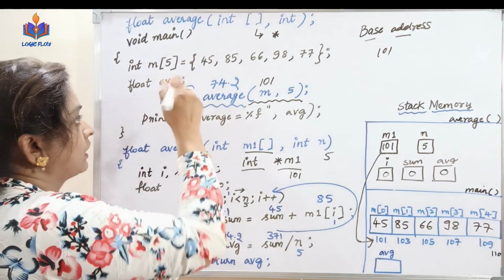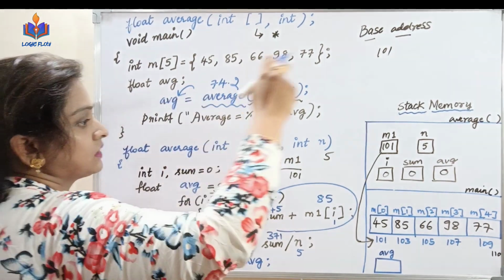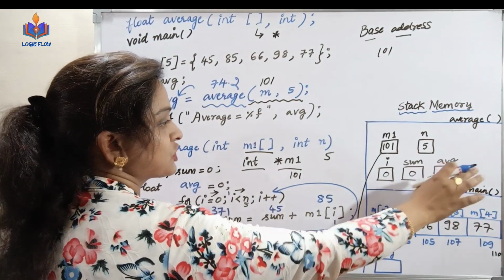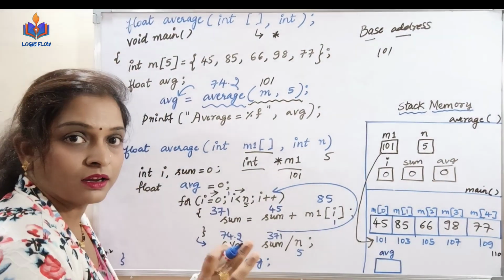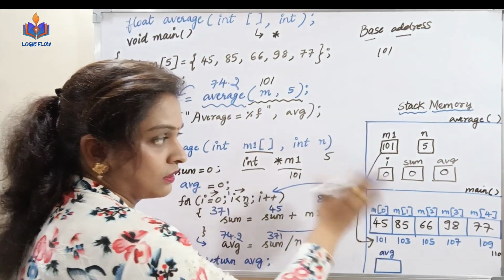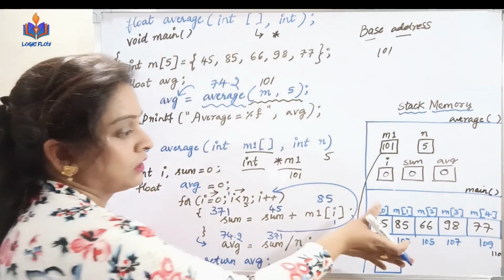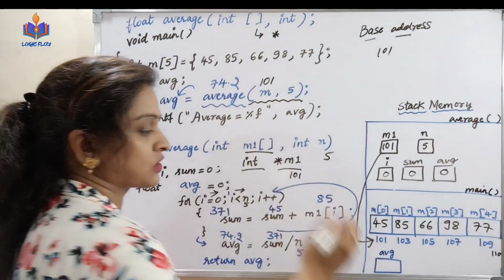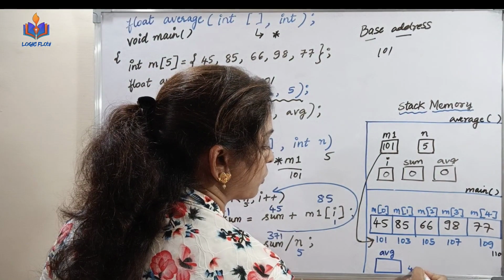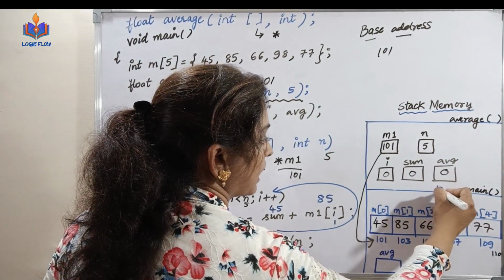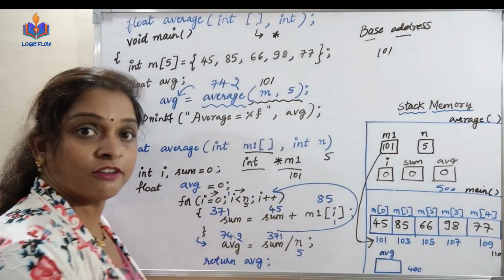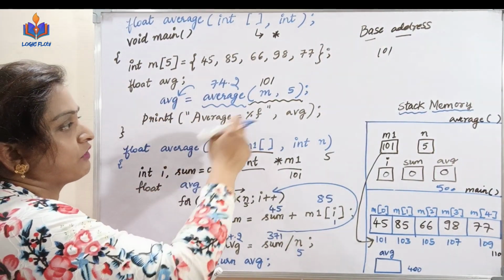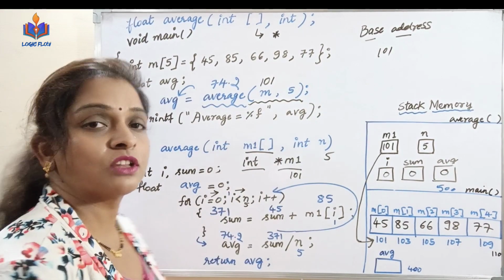So here it returns 74.2. AVG in the main function is different. The subfunction average is different. They are local to the separate function. AVG is local to main function and AVG is local to subfunction. They are different memories. So for example, it is 400, say this may have the memory as 500. Both are different. Return that value means here I am returning average equal to percentage F. Print the value, that is 74.2.